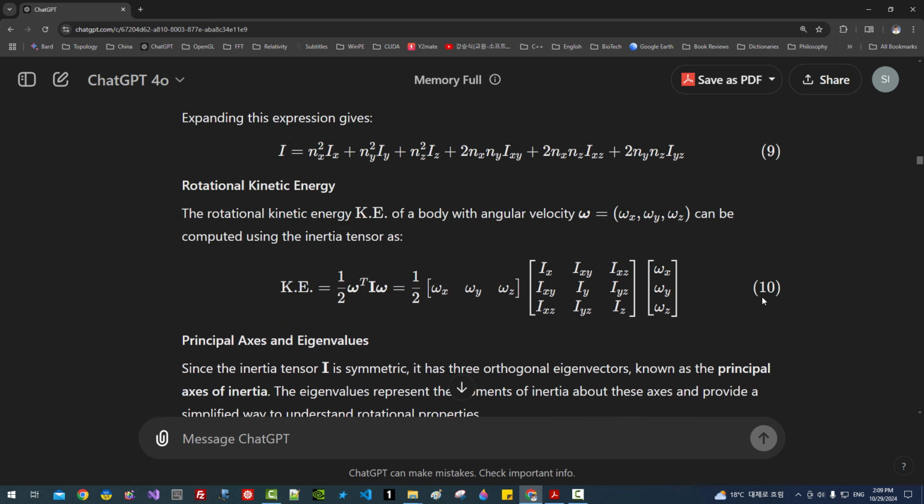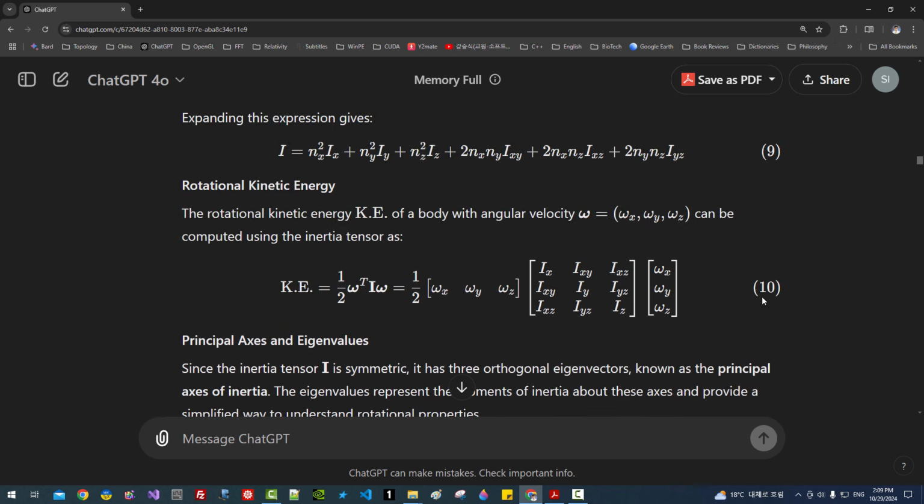Step 1. Define the angular momentum in terms of the inertia tensor. The inertia tensor I of the body relative to the principal axes is the matrix with rows (Ix, Ixy, Ixz), (Ixy, Iy, Iyz), (Ixz, Iyz, Iz), equation 1. This tensor maps the angular velocity vector omega to the angular momentum vector L as L equals I omega, where omega vector equals omega (nx, ny, nz), with omega being the magnitude of the angular velocity along the axis defined by n.